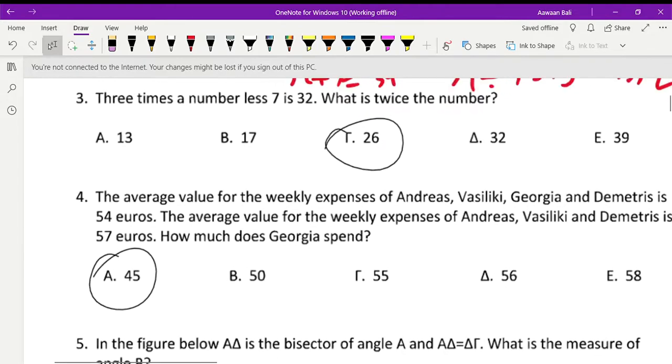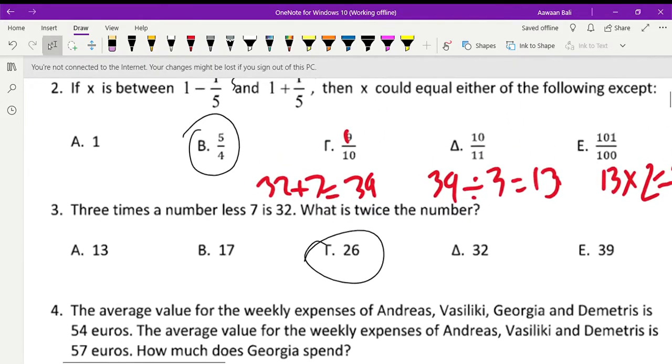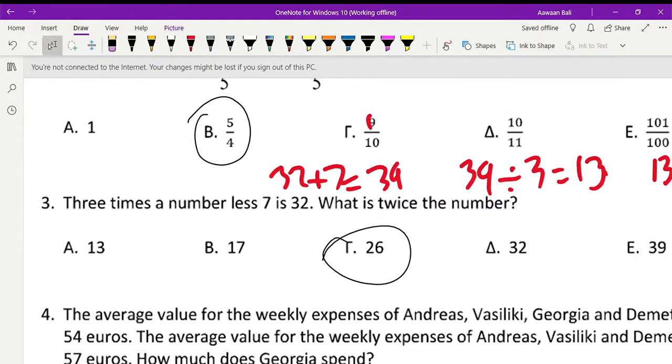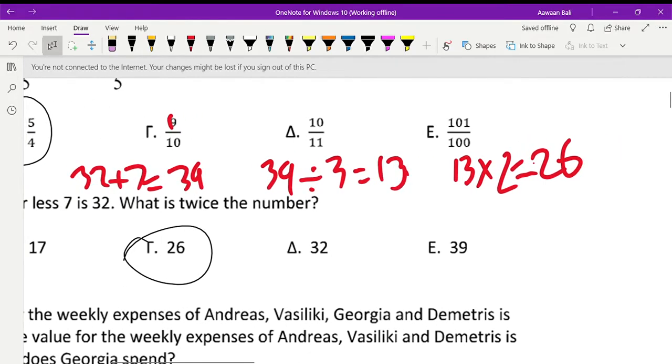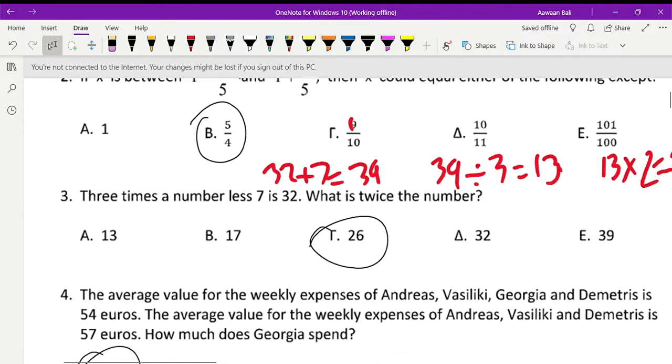It's kind of obvious, because after you're doing the less, you do addition, that's 39, and then the opposite of multiplication, because it says 3 times, is division. So 39 divided by 3 is 13. So you got the past number. So what's twice the number? You just do 13 times 2, 26. So the answer is gamma.